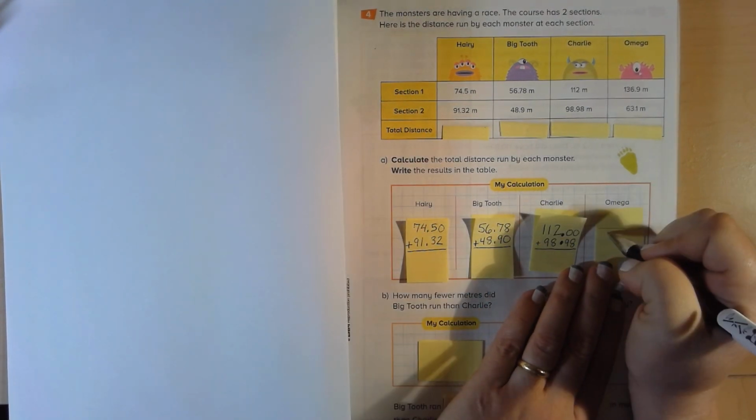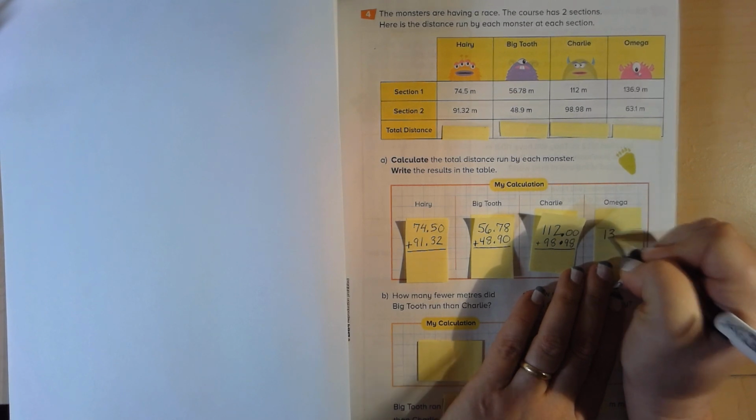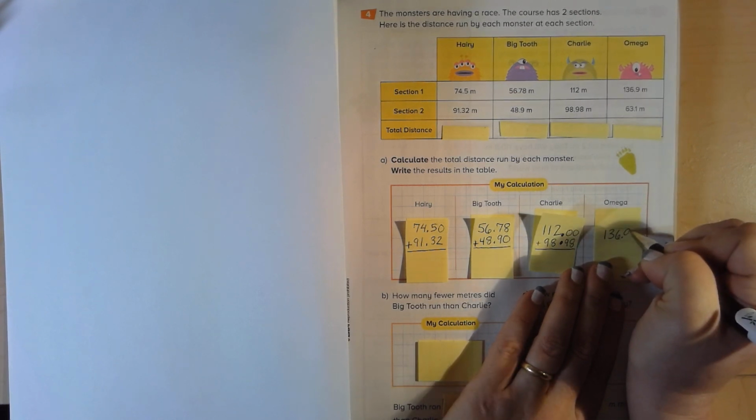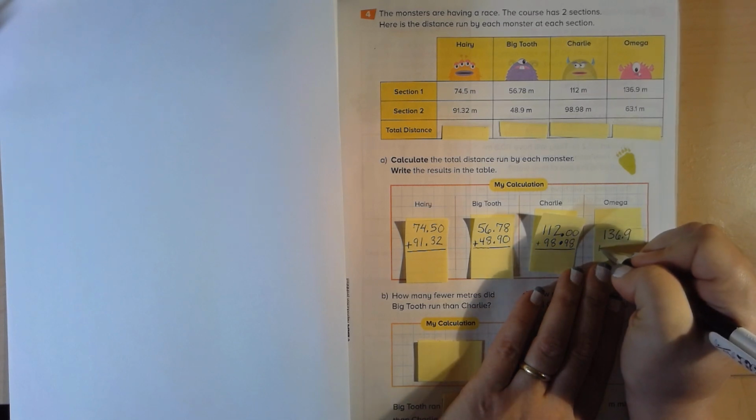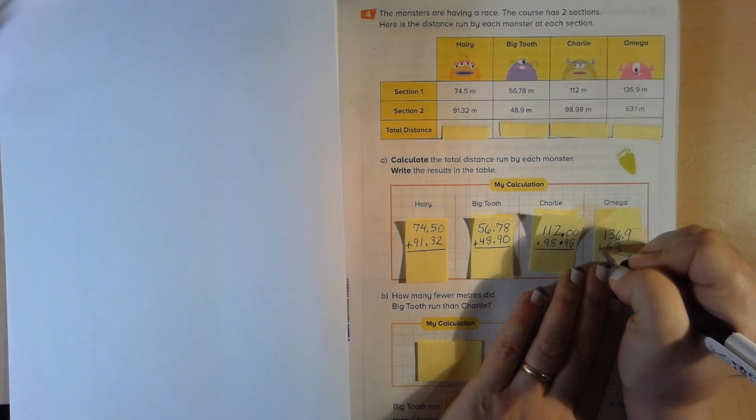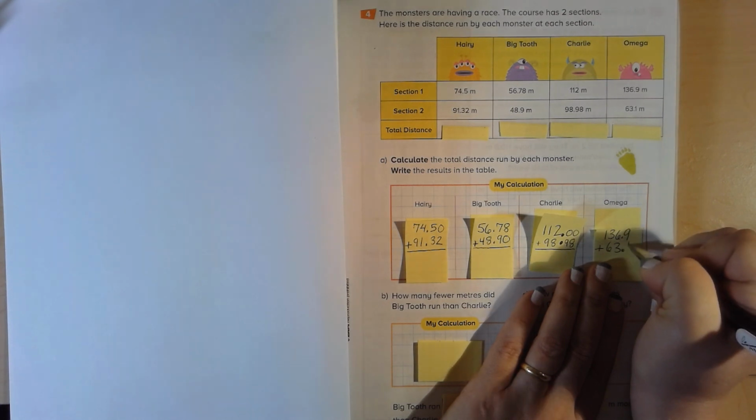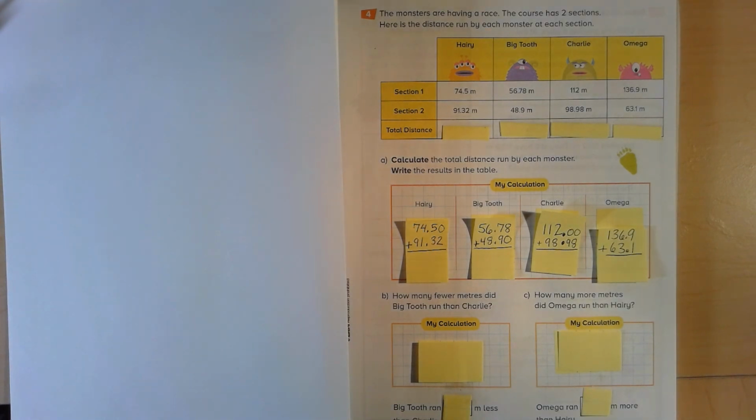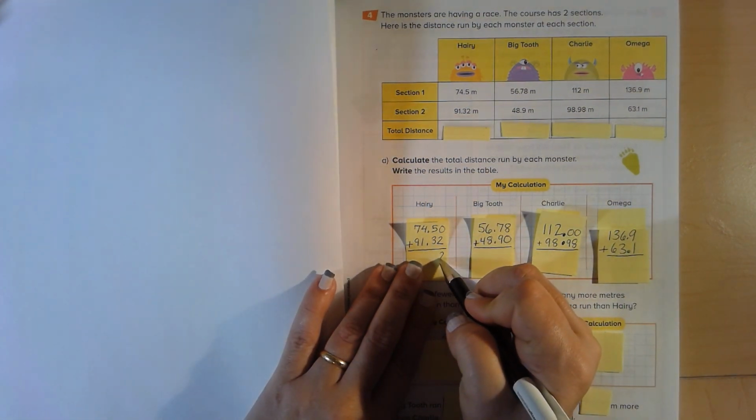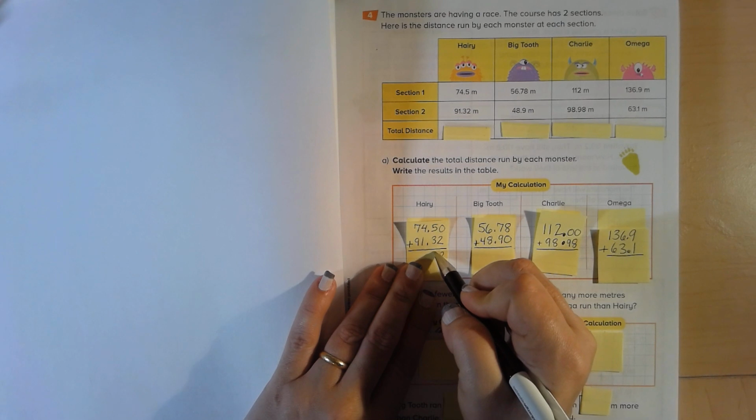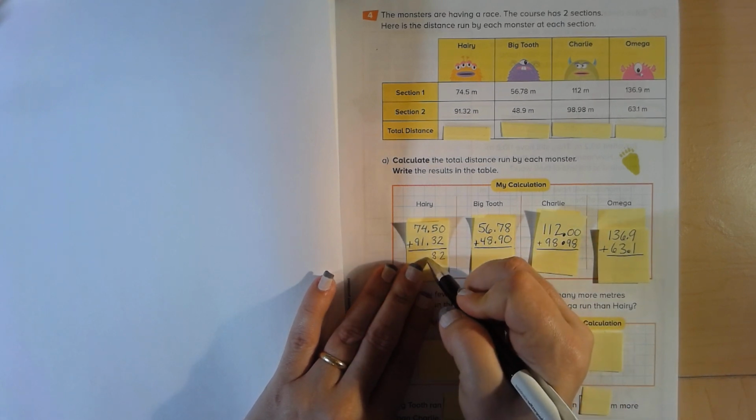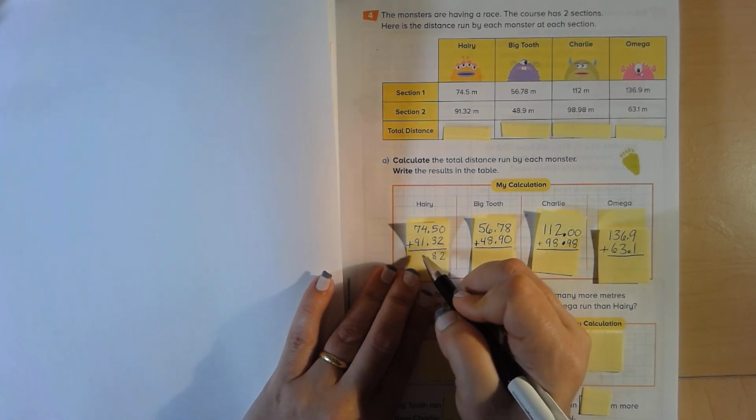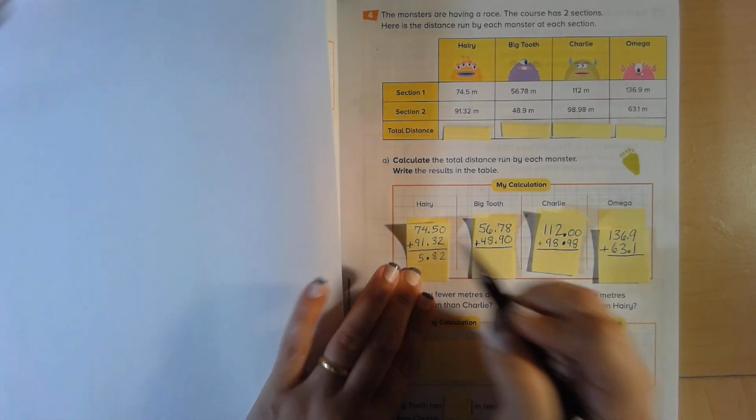Then we have Omega. 136 and 9/10 plus 63 and 1/10 of a meter. Now you need to add. Zero plus 2 is 2. 5 plus 3 is 8. Bring down your decimal point. 4 plus 1 is 5. 9 plus 7.